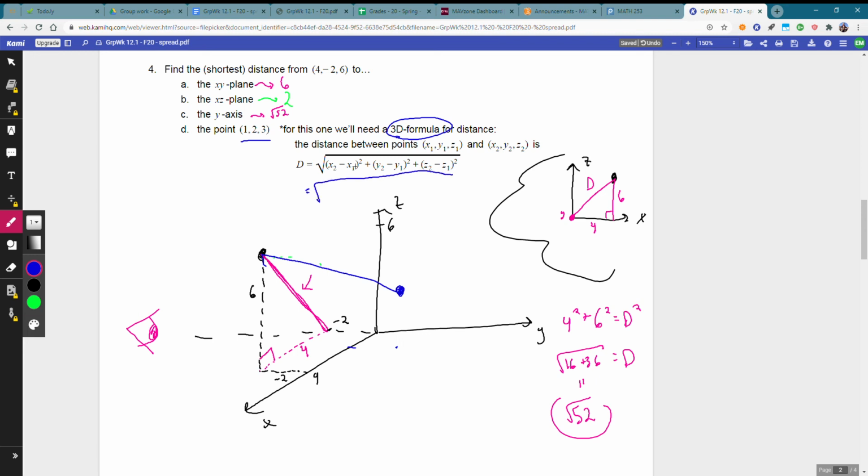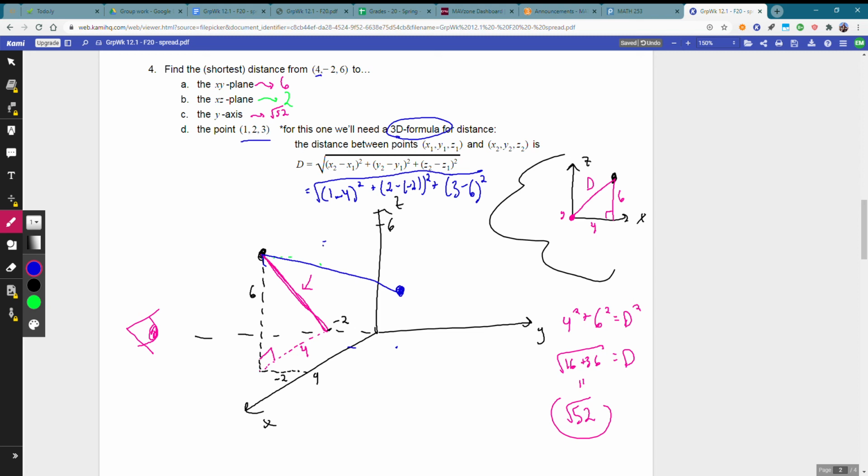So our second point, I'll make that 1, 2, 3. So what do we have? We got x2 is 1, then the x from our first point is 4. So 1 minus 4 squared, plus the y from our second point, which is 2, minus the y from our first point, which is negative 2 squared, plus the z from our second, which is 3, minus the z from our first, which is 6.